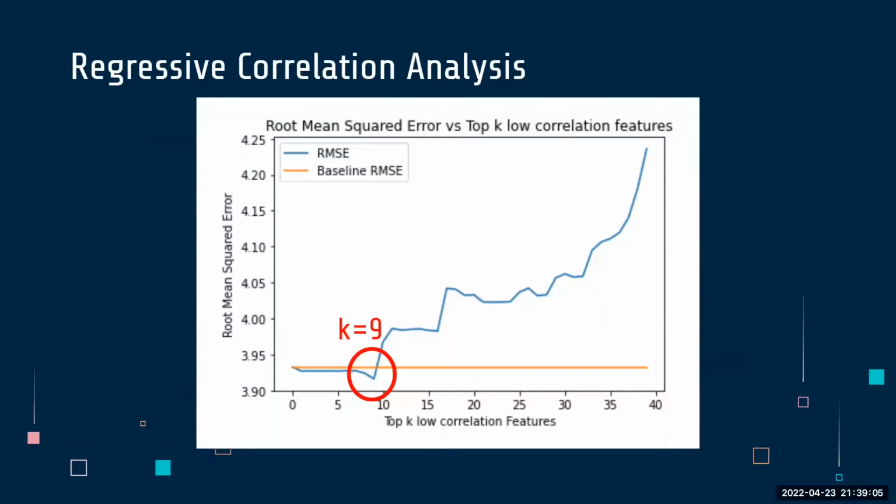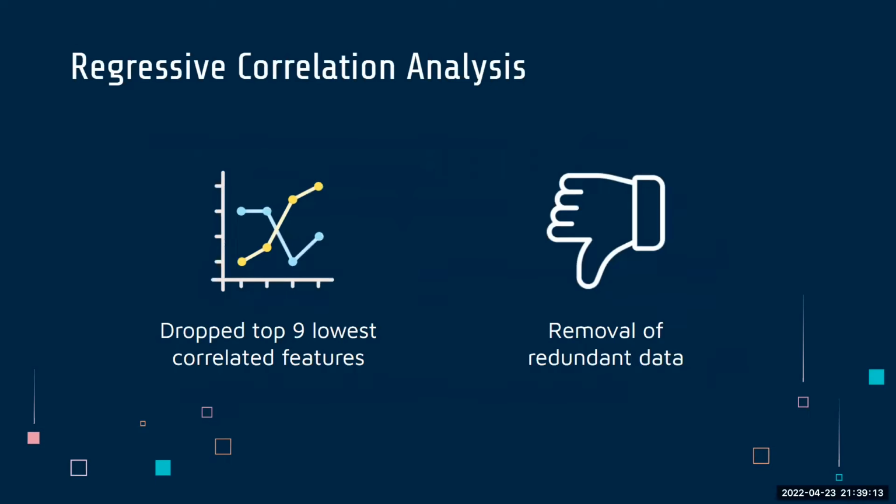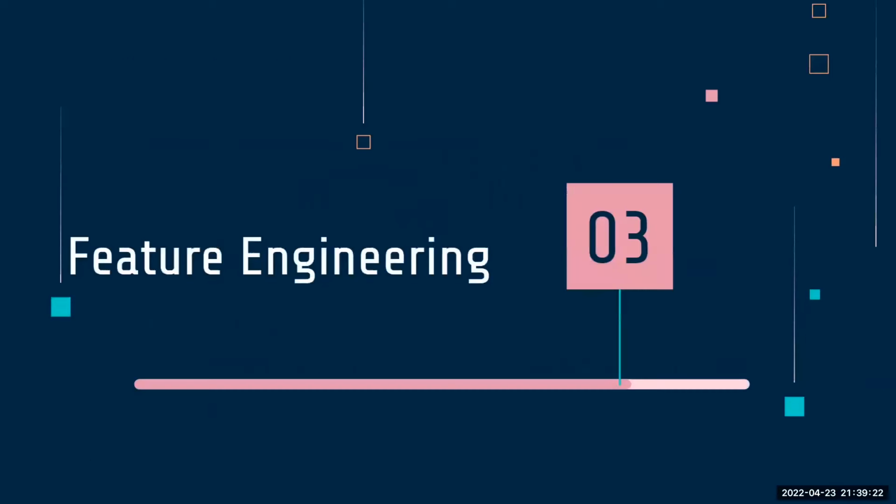From this graph, you can see that the RMSE dropped the most when the top 9 correlated features are dropped, which means that the model performs better without these 9 features. As such, we dropped these top 9 lowest correlated features, as well as removed redundant data such as the 5 features with zeros, as elaborated earlier. Next, we'll be talking about feature engineering.